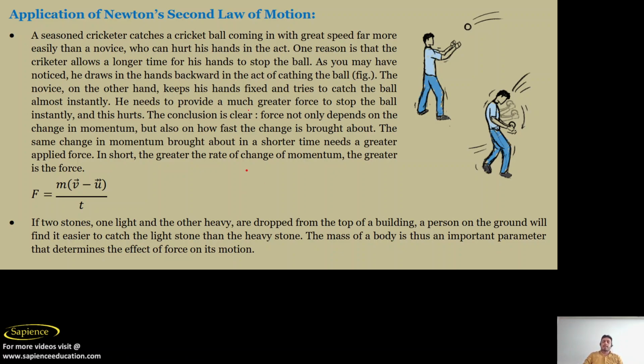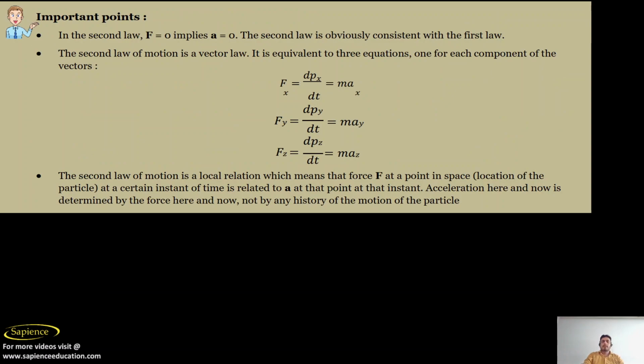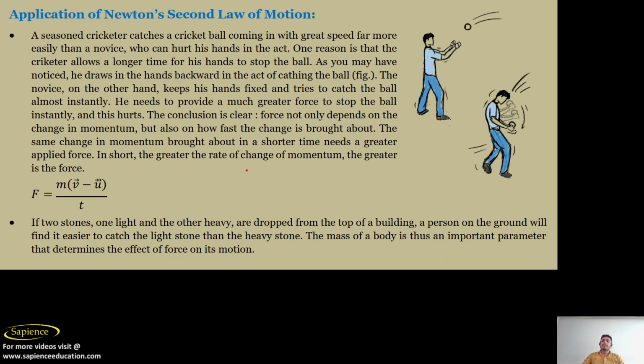See, basically what happened in Newton's second law, when a player is playing and when he catches the ball, then he just makes a hand back. Why? Backward movement of the hand is to decrease the force. Okay, why do we decrease the force? Because if it is a very high force, then he will get hurt.